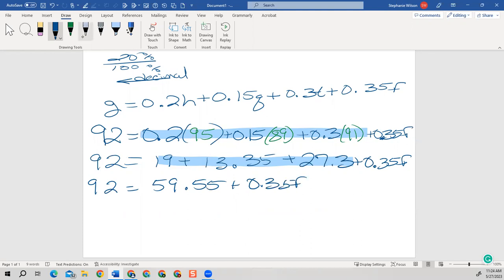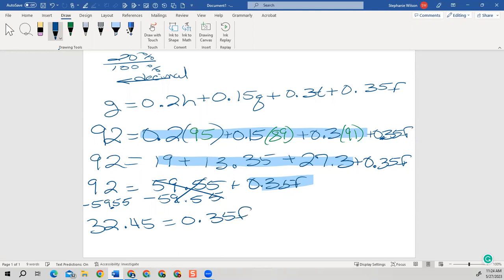Now what I need to do is get this variable term by itself, right? This right here is my variable term. I want it by itself. So since that 59.55 is positive, I'm going to subtract it. That makes it go to 0 here. And what we do here, we have to do here. So I'm going to subtract that from the 92. Make sure your decimals look like a decimal. There we go. Now I get 32.45 is equal to 0.35 F.